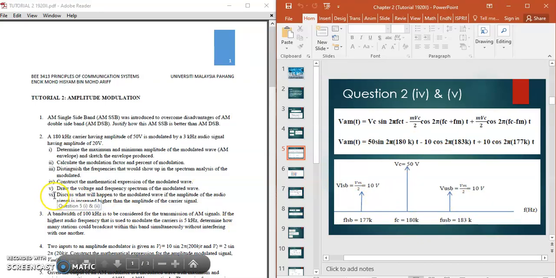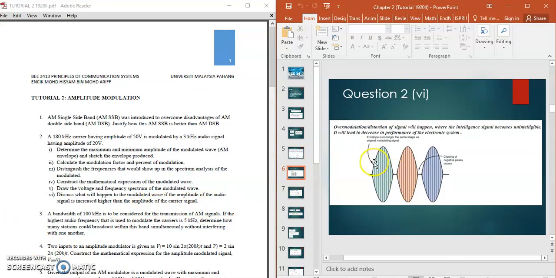And then discuss what will happen to the modulated wave if the amplitude of the audio signal increases higher than the amplitude of the carrier signal. It will be like this. You discuss in terms of this, up to you. This is an open-ended question. Now we go to question number 3.